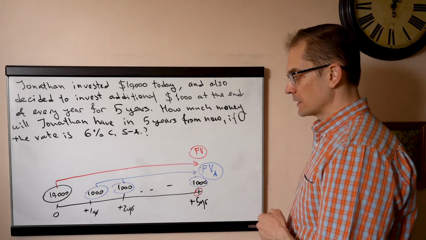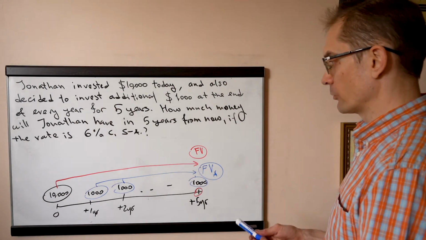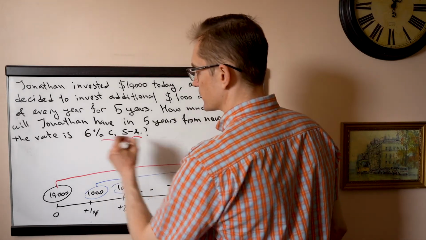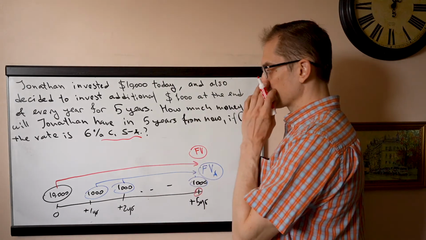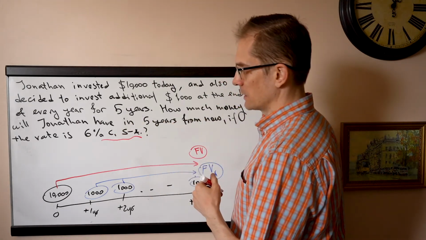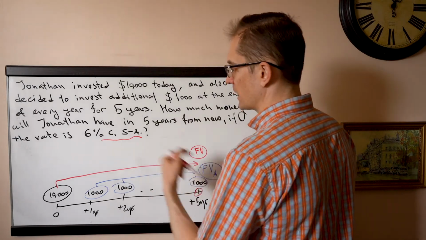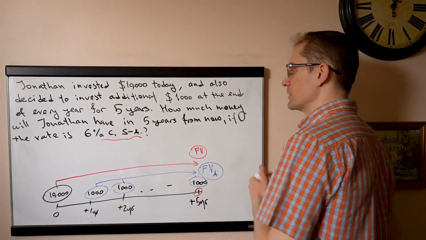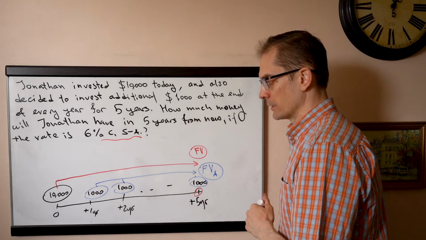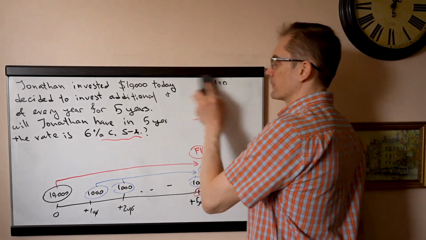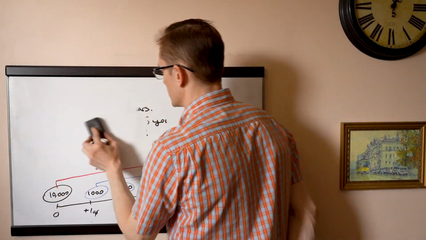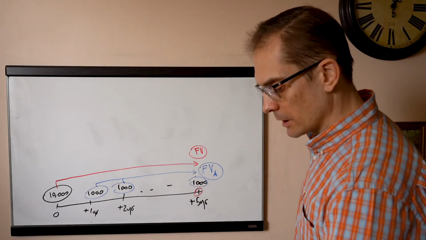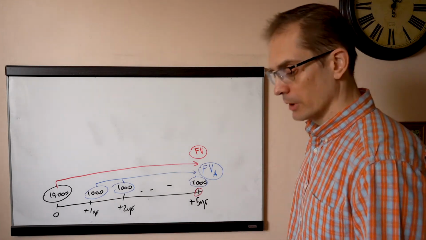Okay, so let's now execute this plan. But we also need to keep in mind that in this problem, the rate is compounded semi-annually. So the rate is compounded every 6 months, 2 times per year, whereas the payments are every year. Okay, so which means that this annuity is going to be a general annuity, and it's also an ordinary annuity. So we can use our formulas after we change the rate. Now, let's change the rate.